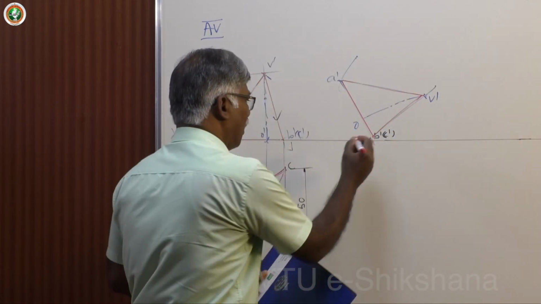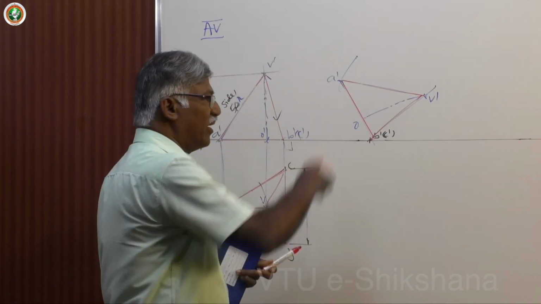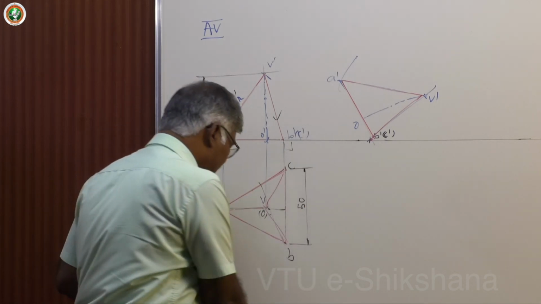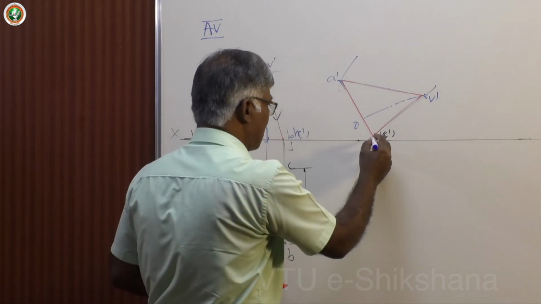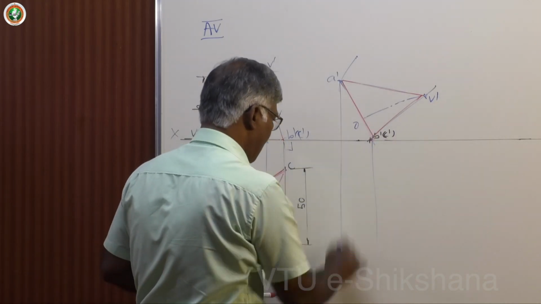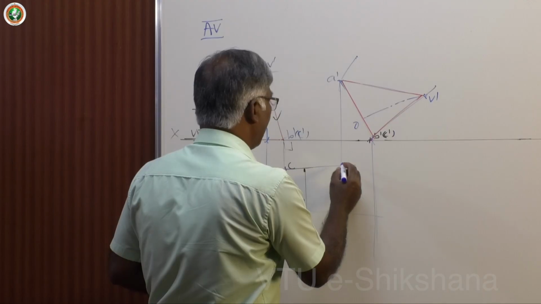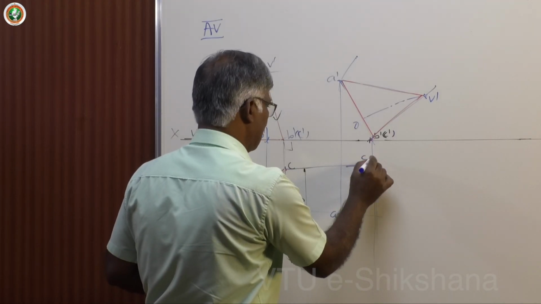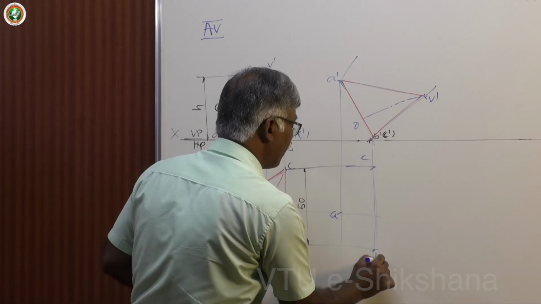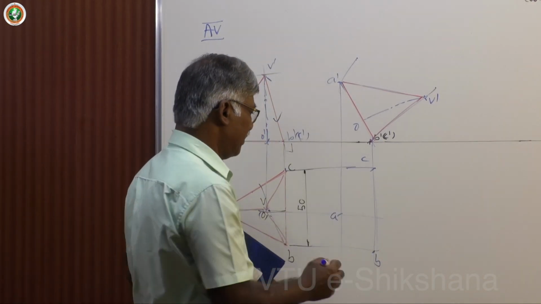Draw the required BC on the ground, then get the corresponding top view. To get the top view, project all the points, the corners of the base, first. That's the base, and identify these points. This is A, this one is C, this is B. You will get the apparent shape, a very small shape.